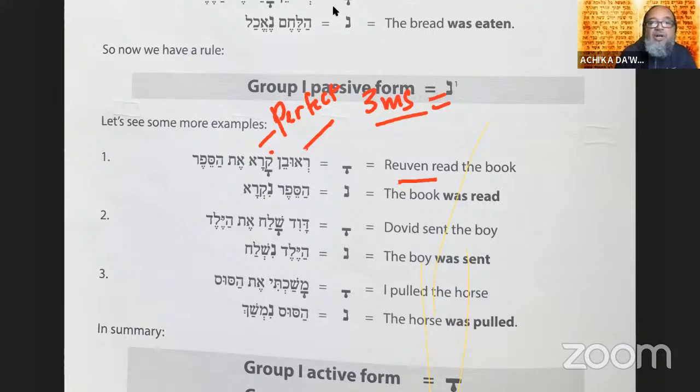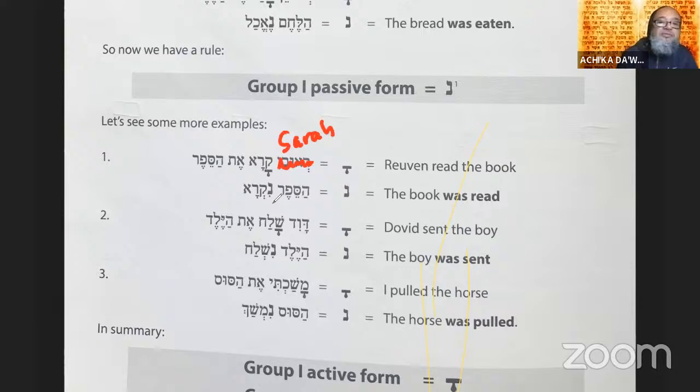So if I change that to a woman, say it was Sarah, would it be Kara? They'd probably throw another hey on there. It'd be Kara, right? You'd probably see a hey added on to the end to let you know the verb is matching her, because a feminine can only do a feminine verb. Whoever's doing the action, it has to match. That's my point. So this is masculine and this is masculine. So he read, or Kadra read what? The sefer. He read the book.